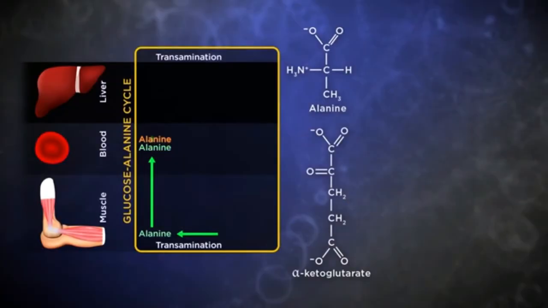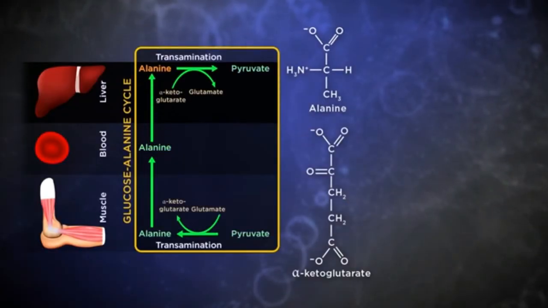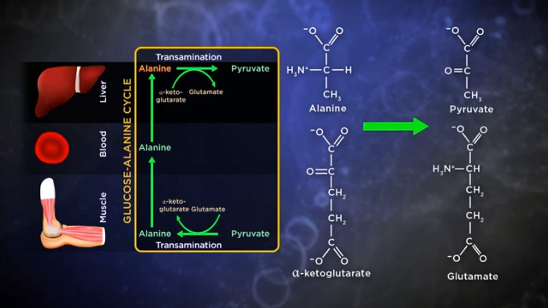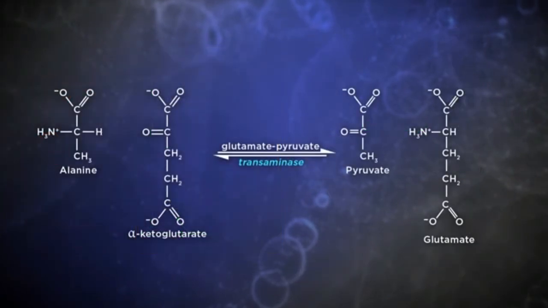A different set of deamination reactions can occur in muscles, particularly during strenuous exercise or starvation. In these muscle cells, amino groups get handed off to pyruvate, making alanine. The alanine is sent through the bloodstream to the liver, where it also gives up its amino group to make glutamate and pyruvate.